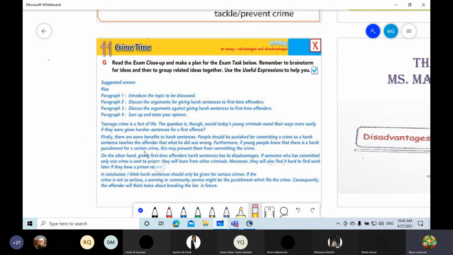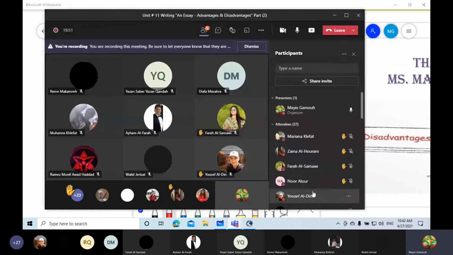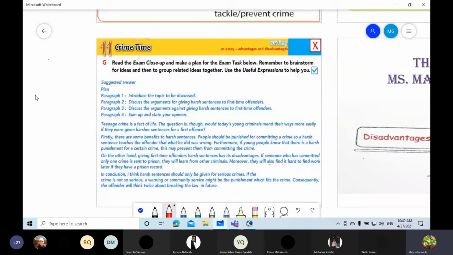All right. Let's now look at the example in here, and I would like a student to read the plan. What are we going to write in our essay, in paragraph 1, paragraph 2, paragraph 3, and paragraph 4? And I'll have, let me see in here, yeah, Mariana Khlifat. Yes, teacher.